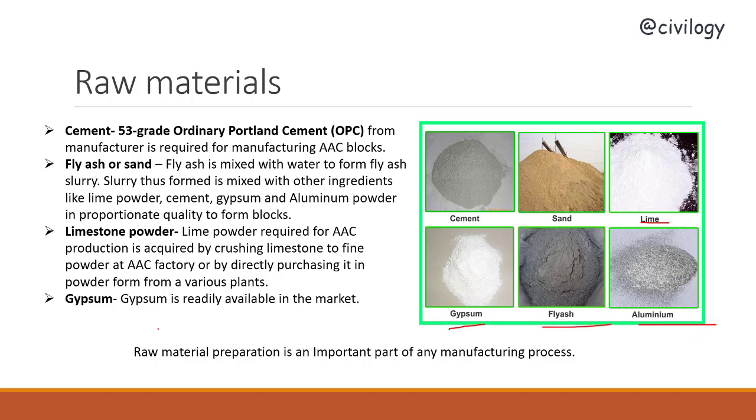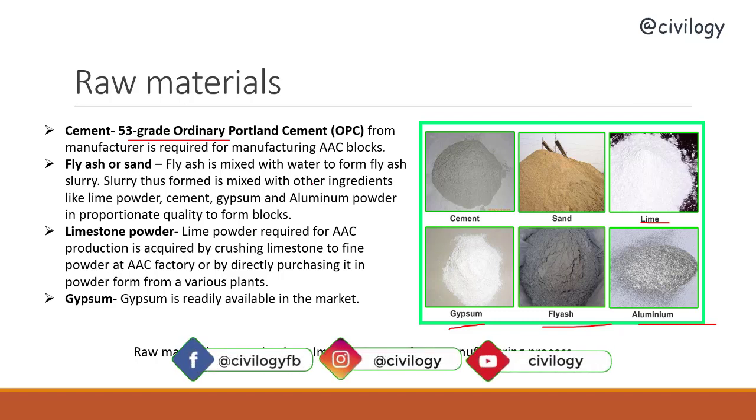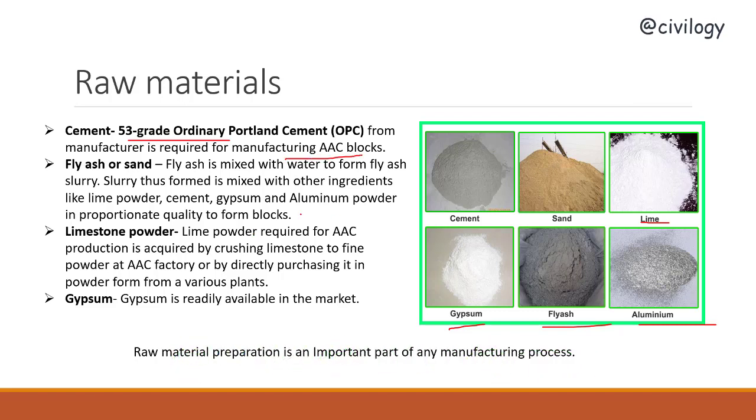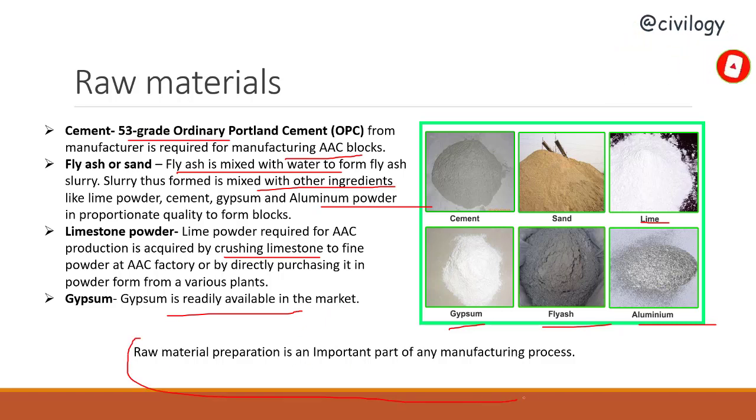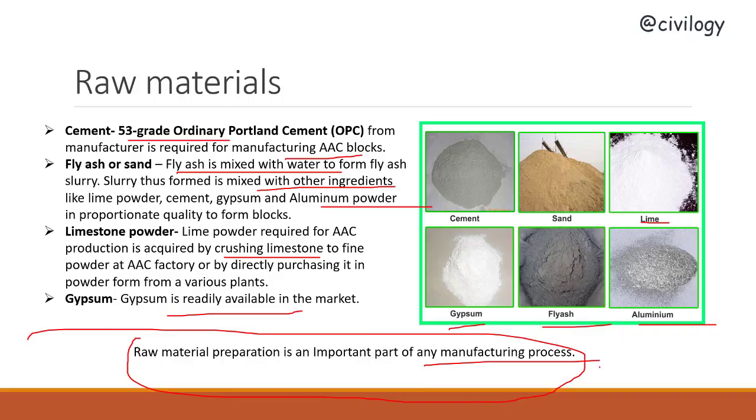Okay, now how to prepare these raw materials? 53 grade ordinary Portland cement from a manufacturer is required for manufacturing of AAC blocks. Fly ash or sand: fly ash is mixed with water. After forming slurry, this is mixed with other ingredients like lime powder, cement, gypsum and aluminium powder, etc. Limestone powder is produced at the factory by crushing, or it can be directly purchased in the market. Gypsum is readily available in the market, and this raw material preparation is an important part of any manufacturing process.